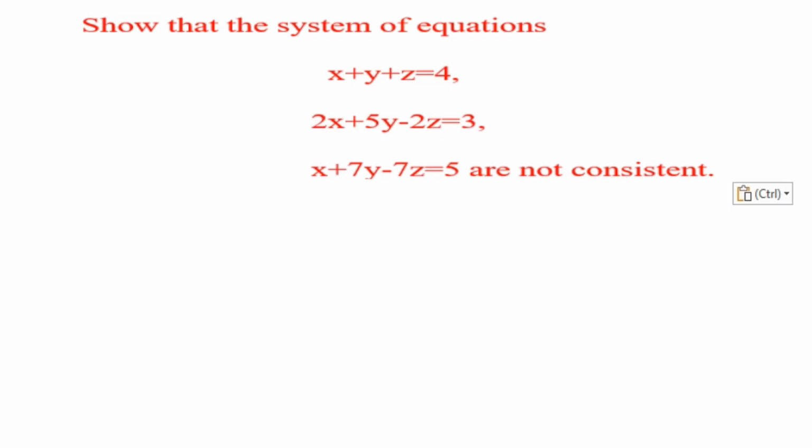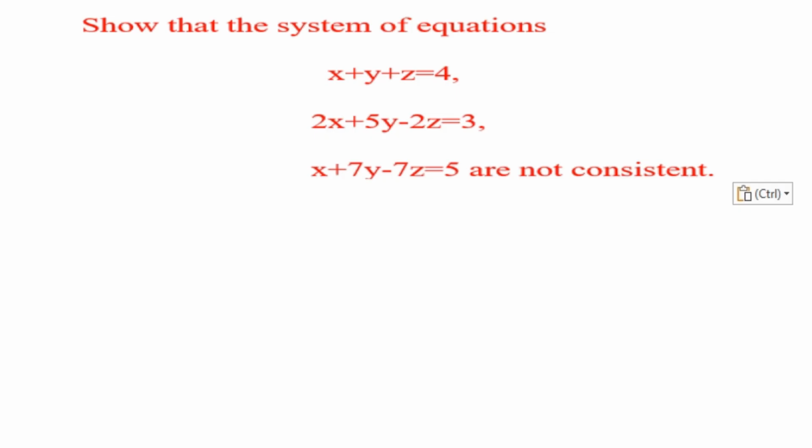In the given question, you have three equations: x plus y plus z equals 4, 2x plus 5y minus 2z equals 3, and x plus 7y minus 7z equals 5. We need to show that the equations are not consistent. Not consistent means the rank of matrix A is not equal to the rank of the augmented matrix, which combines matrix A and B.